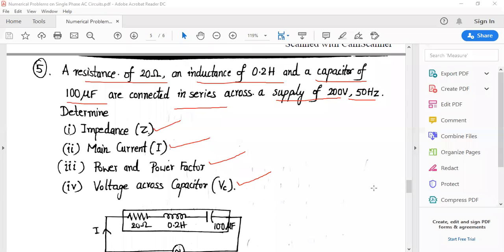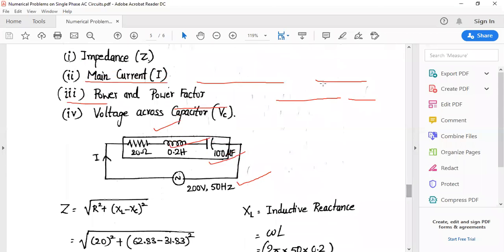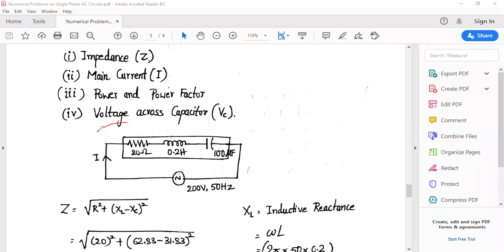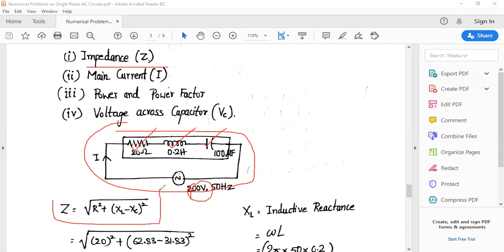So let me proceed with the circuit diagram. So this is the circuit diagram, whatever has been given there. R, L, C is there. So this 200 volt is the AC voltage, which is the RMS value of the voltage. So now you have to find out the impedance. So impedance is given as root of R squared plus XL minus XC the whole squared.